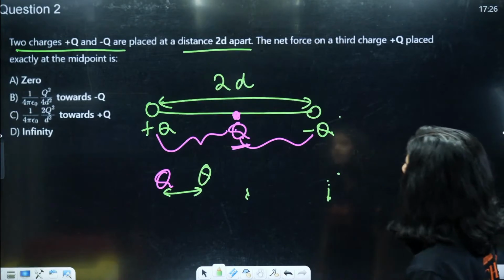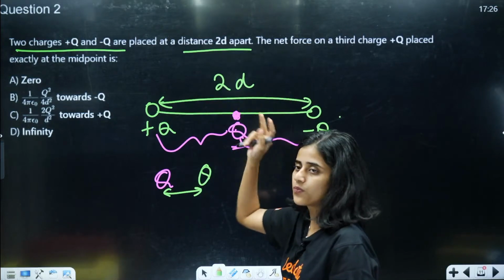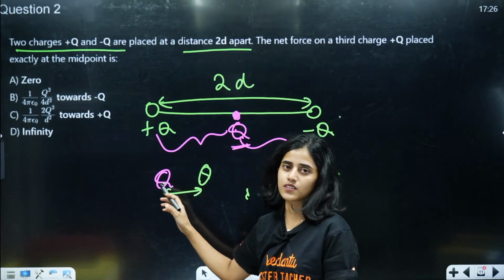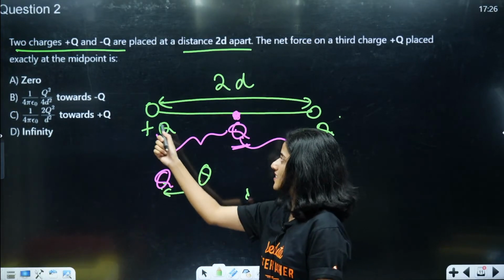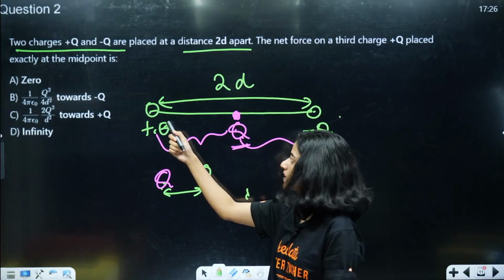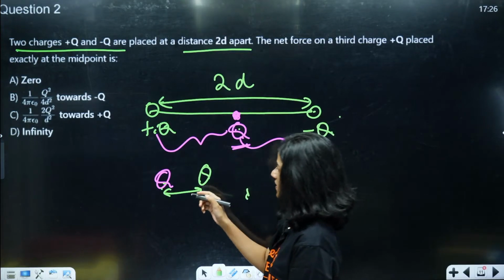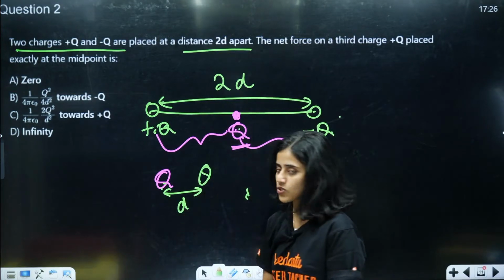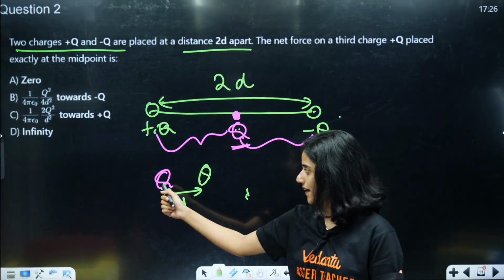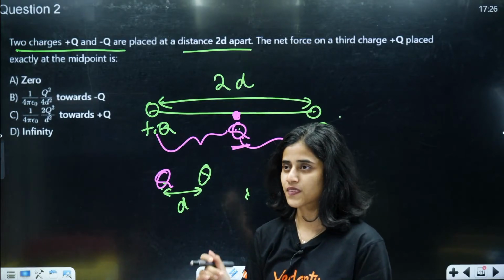In the question they have said 2d, right? The distance between the two green charges is mentioned as 2d. So obviously what would the distance between these two be? It should be half of 2d. Since the distance between both the green charges is 2d, the distance from here to here should be d. So now our aim is to find the force between the pink charge and the green charge placed at a distance d. Is that clear?